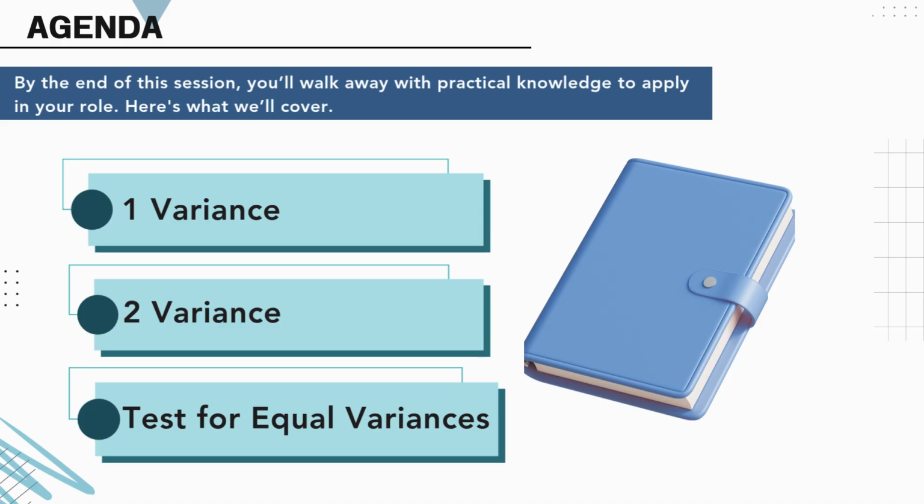Test for equal variances. Finally, we'll look at formal tests that help us decide whether variances across groups are equal. This is especially important before applying many parametric tests like ANOVA or the two-sample t-test, which assume equal variances. So, by the end of this session, you'll not only understand what variance means in practical terms, you'll also know how to test it and use those results to make better data-driven decisions.